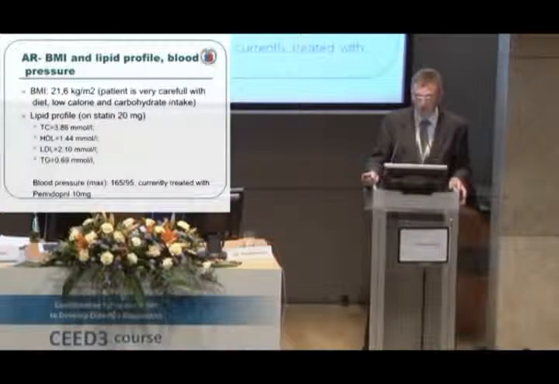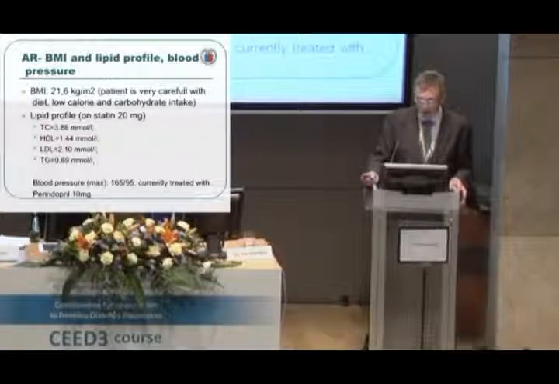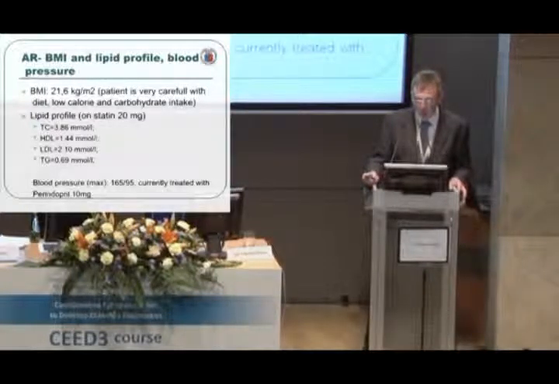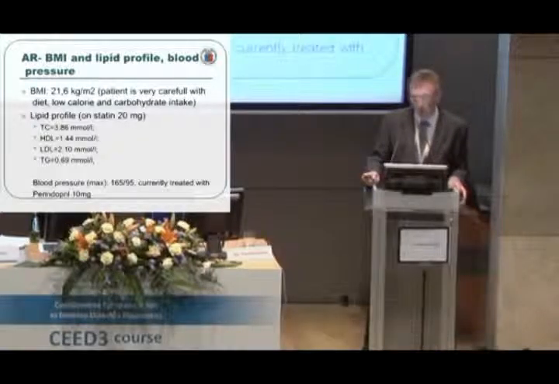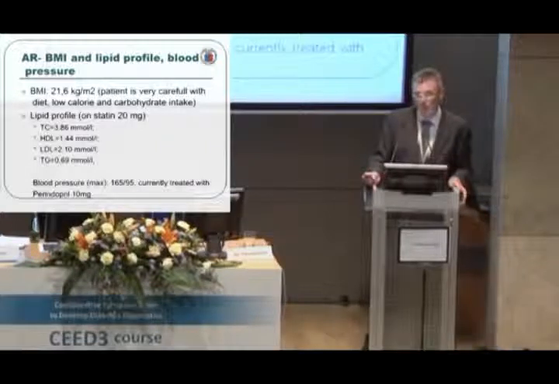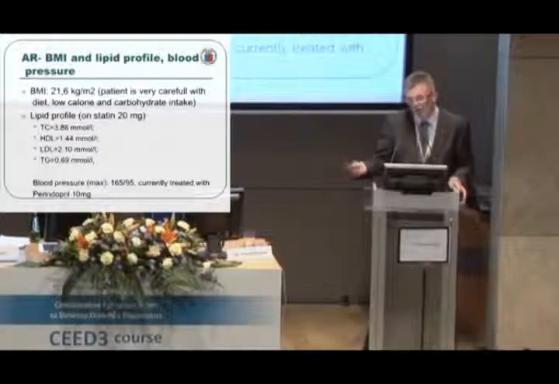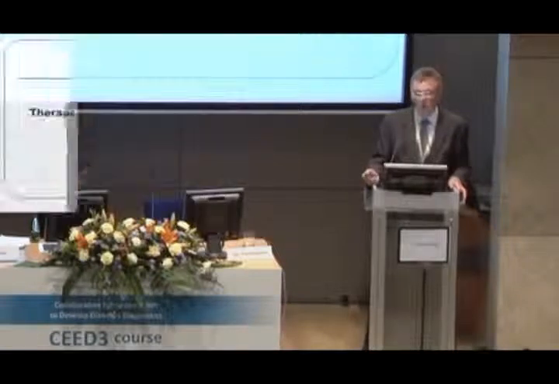Her lipid profile is as follows, on a statin of 20 milligrams, and her blood pressure is maximally 165 over 95, and she is currently treated with perindopril. And we also had the dilemma of what to do with her. Definitely we wanted to withdraw both metformin and acarbose. Again, she's a lean individual.